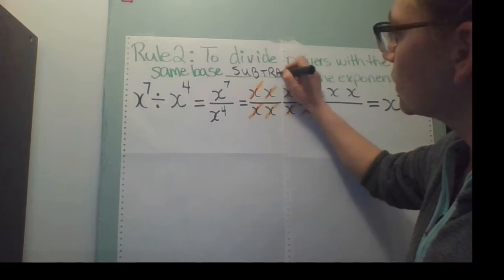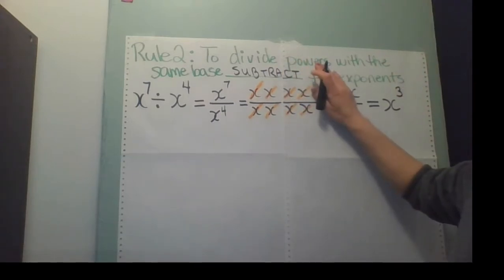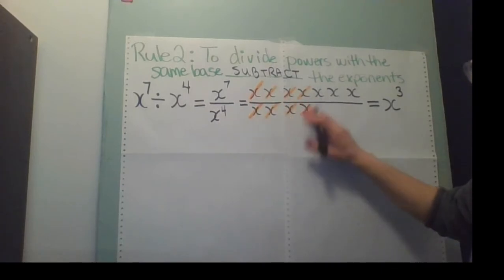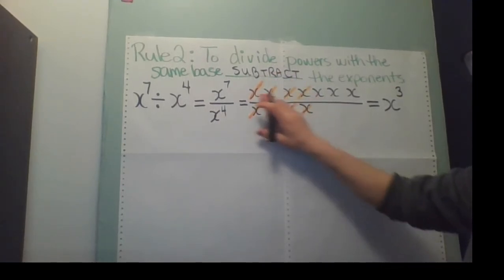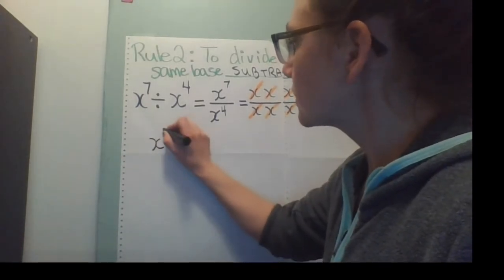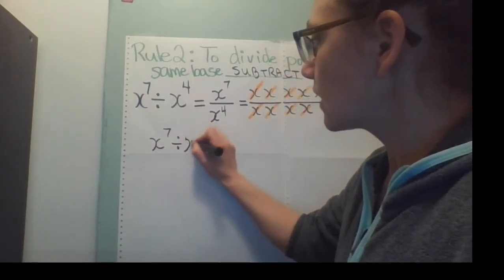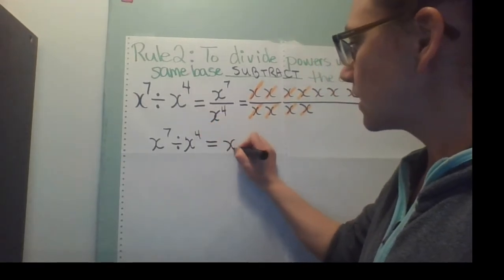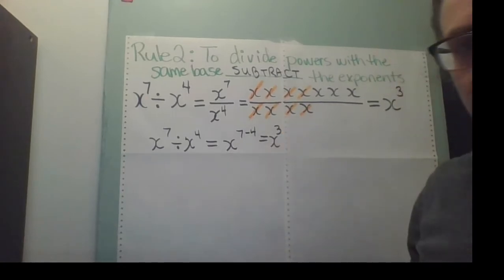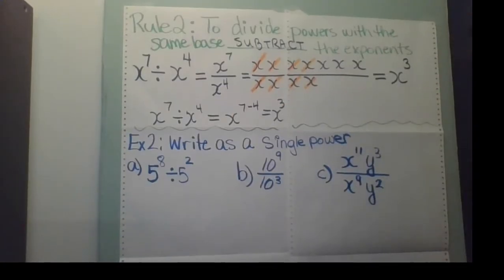So there's our rule. To divide powers with the same base, you actually subtract the exponents because that's our canceling. So the subtracting is what takes care of the fact that we've canceled. So I could have written x to the 7 divided by x to the 4 equals x to the 7 minus 4, which would have given me x to the 3. Nice.